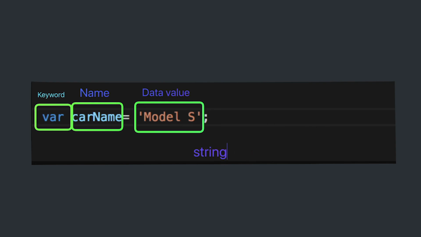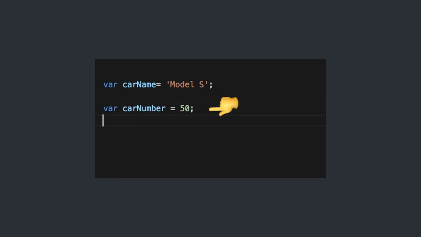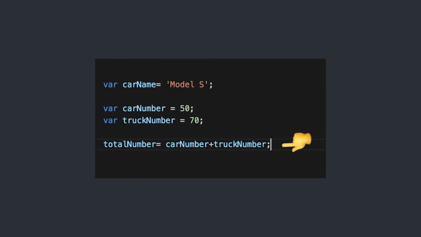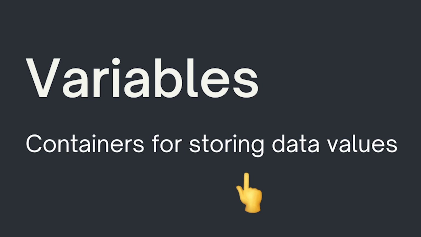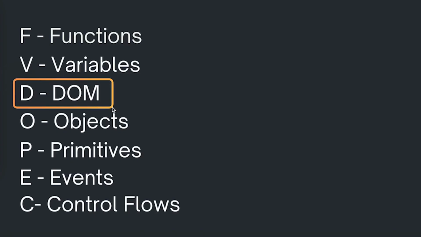So if we were creating a variable of a Tesla car, we would assign it the name as a string. In JavaScript, you can also assign numbers and arithmetic operations, but we don't have to know all of that now. All we have to focus on is that a variable can store data. Now, in other words, we're supposed to be looking at the DOM, but it is best to first present objects.